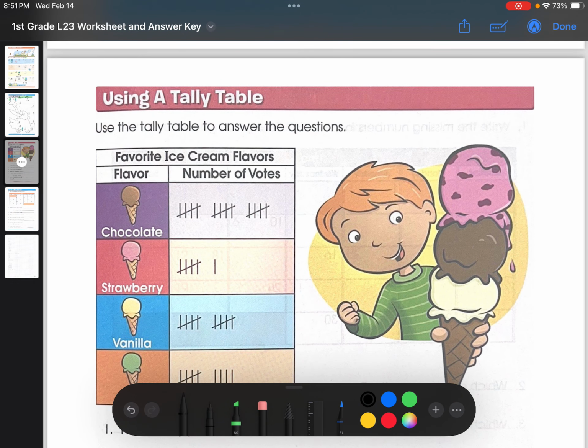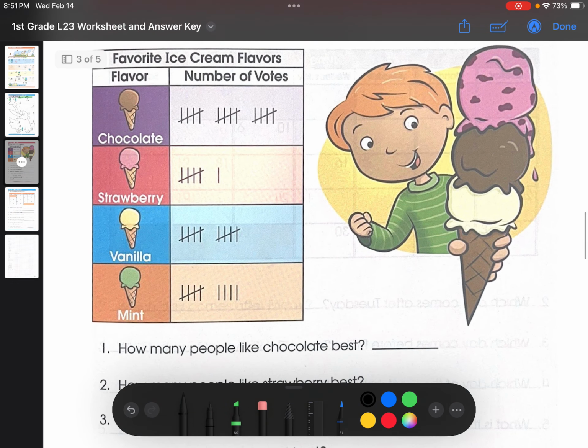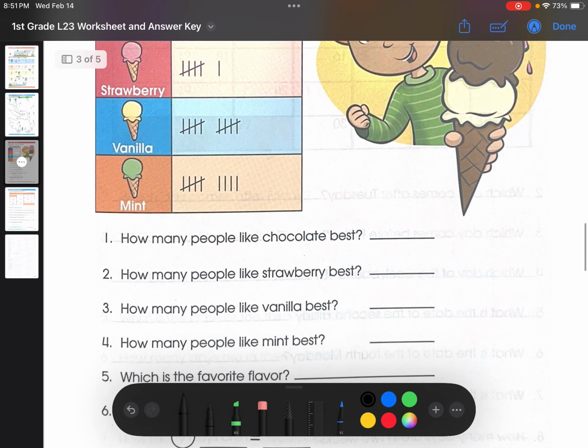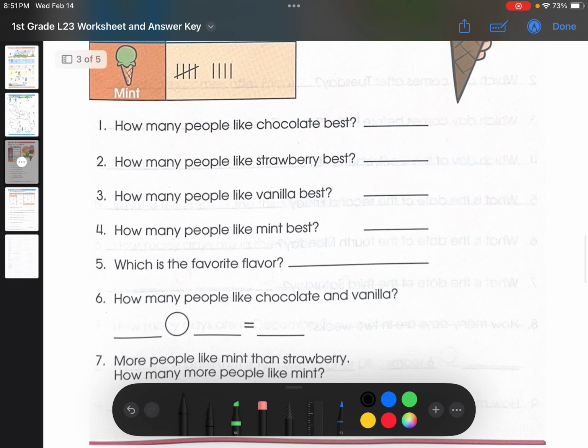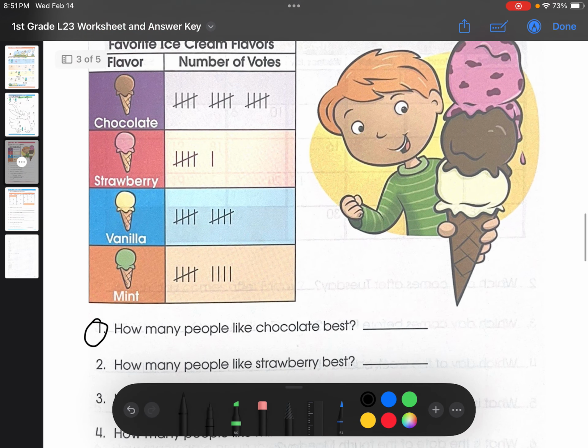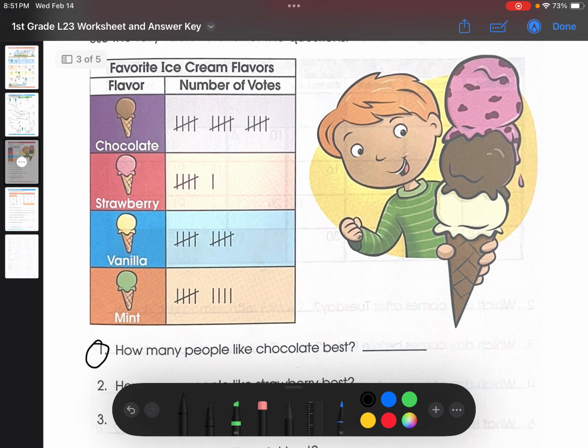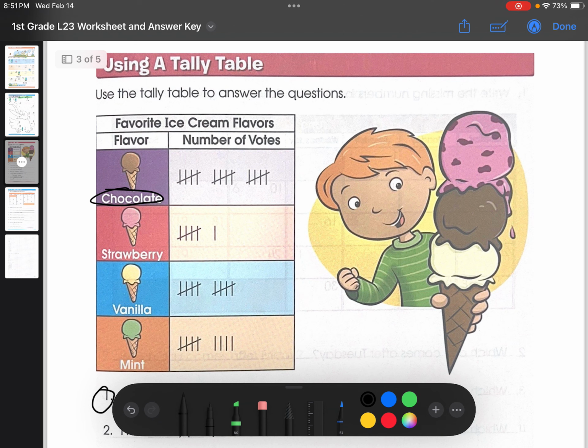Moving on to using a tally table. So use the tally table to answer the questions. Let's start with number 1. How many people like chocolate best? So you go to chocolate right here, and then we just count the number of tallies. We learned last time that this is 5. You can count the number of lines. 1, 2, 3, 4, and then the diagonal one is 5.